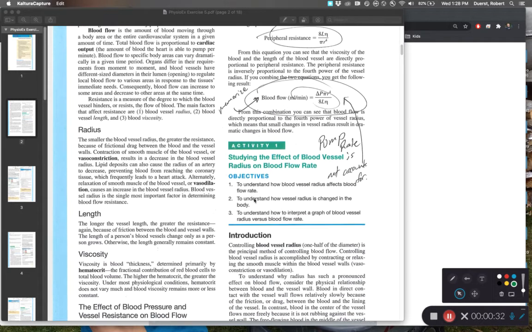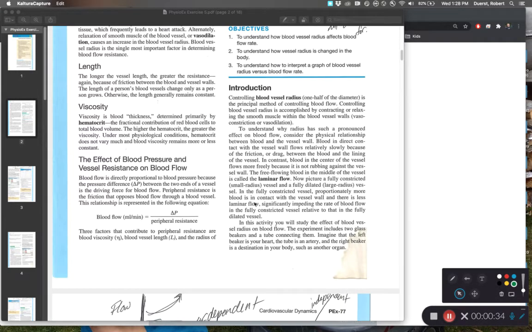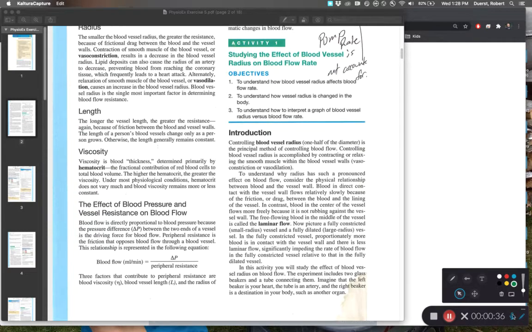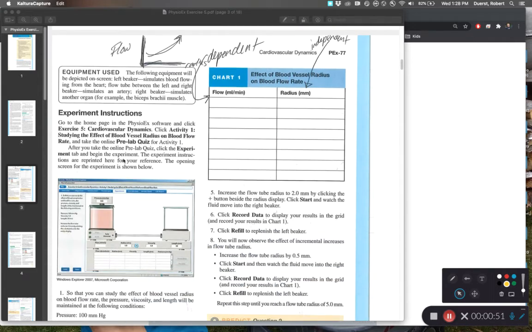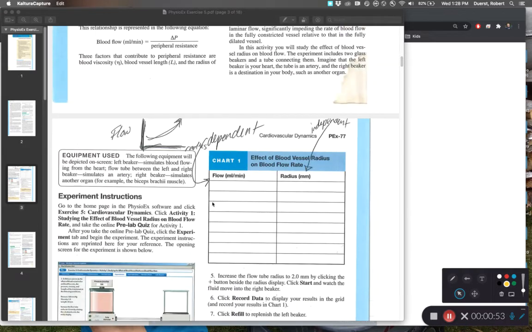So activity number 1 is asking you to look at blood vessel radius, the radius of the blood vessel, and how that affects the rate of flow of blood. So really it's just an application of the above equation that I highlighted for you. As we're looking at this exercise, you can work through the directions and get some data.